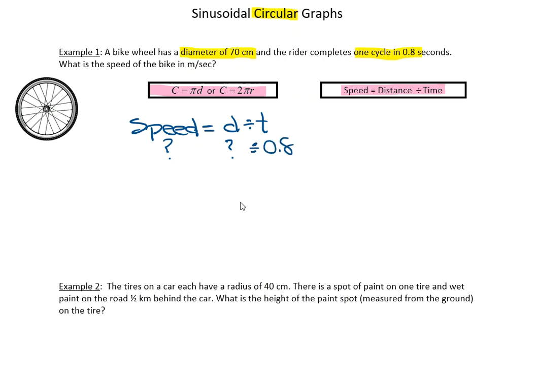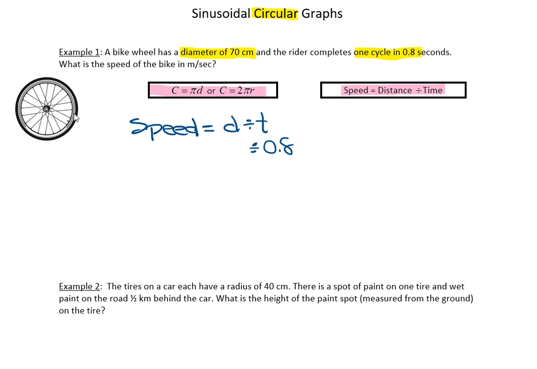I need to know one more thing. I can't leave two unknowns. What I do know is a way to figure out the distance, because in terms of a circle, the distance is the circumference.